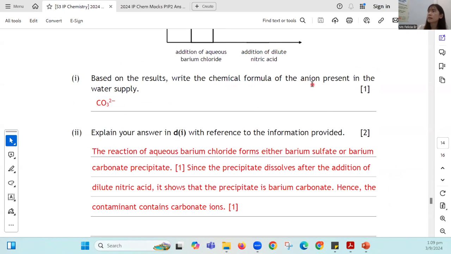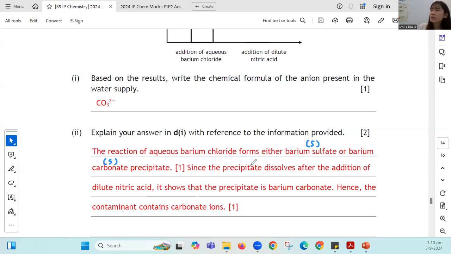So they're asking you for the chemical formula of the anion that is present. The answer is carbonate. The explanation is as shown over here. Above, if you want the reaction of barium chloride to be formed, it will be either barium sulfate or barium carbonate precipitate. If you refer to the salt solubility table, remember all sulfates are soluble, except the 3 sinuses, which is barium. So this is insoluble. Carbonates are also all insoluble except SPA. This is under the salts chapter. Since they are insoluble, they would form the precipitate.